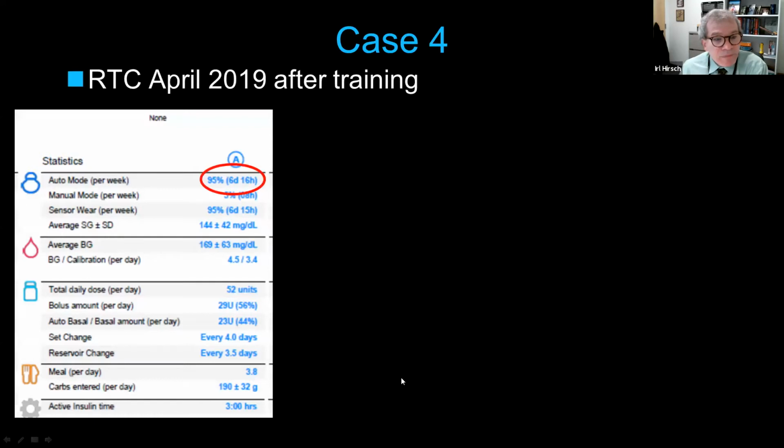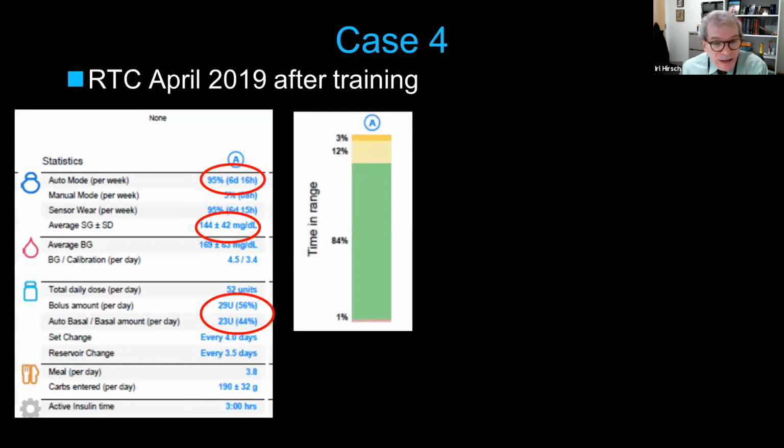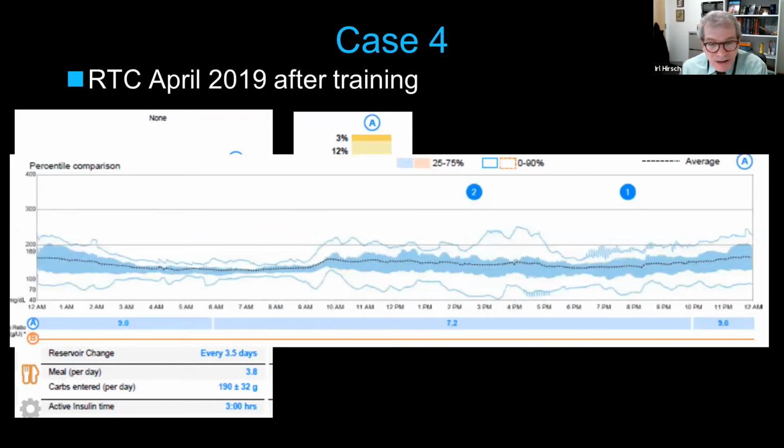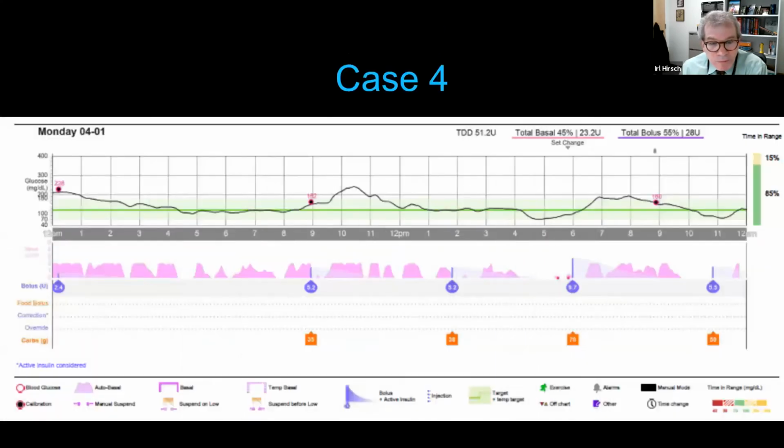We see that she's in auto mode 95% of the time. Her average is very close to 140. Her standard deviation is very low. It's acceptable. Her bolus amount is close to 60. It's 56%. And she's 84% time in range, only 1% time below range. It doesn't get much better than that. And you look at her ambulatory glucose profile, she looks pretty flat. She looks very good.